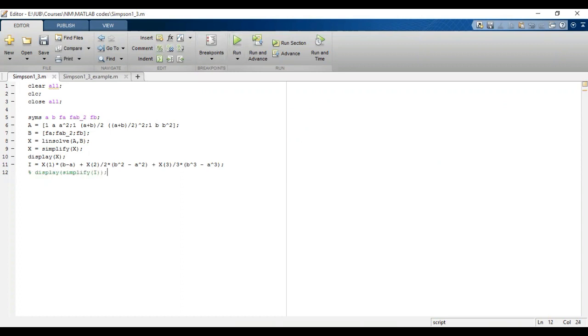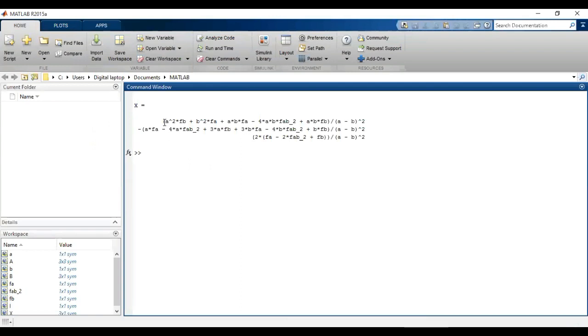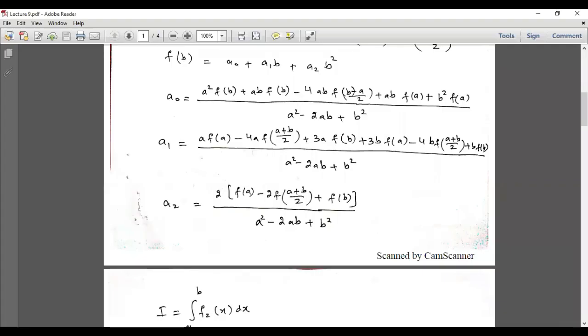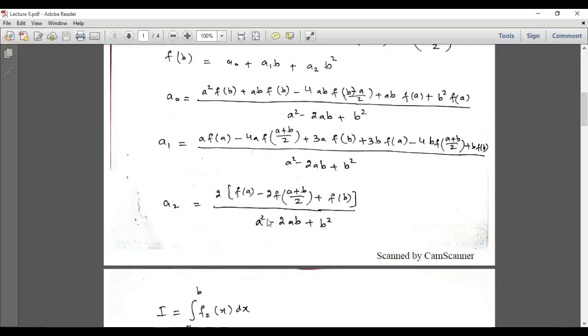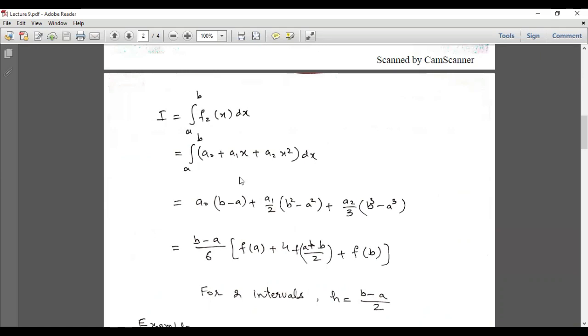Okay, now I am running this code, and after running this code, these are the values which I have obtained. So this is a naught, this is a1, and this is a2, right? So we can compare these values with what I have written over here. This is, I think, quite simple if we do this using MATLAB. So these are our unknown coefficients, and now we have to evaluate the integration of this function.